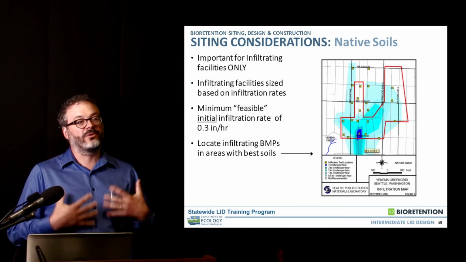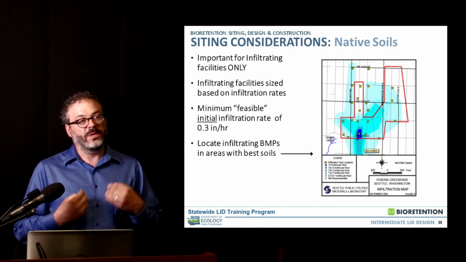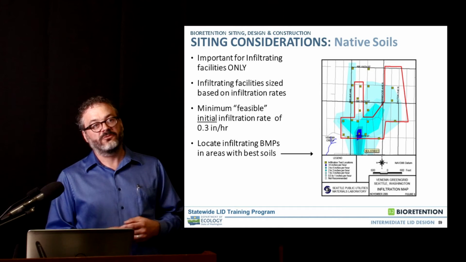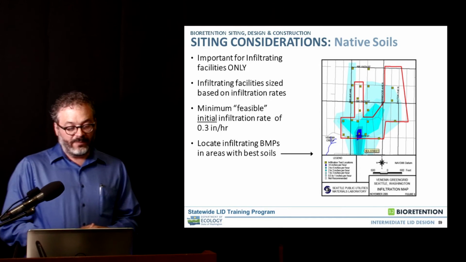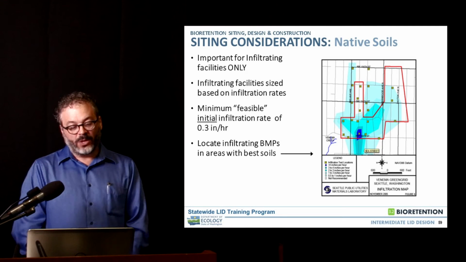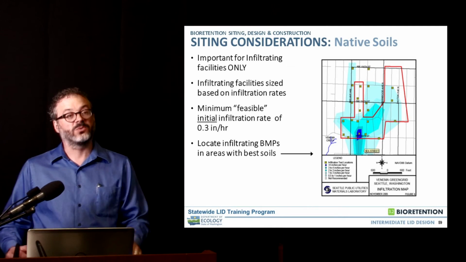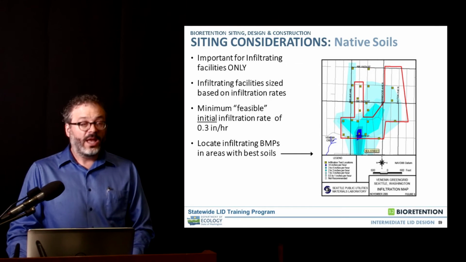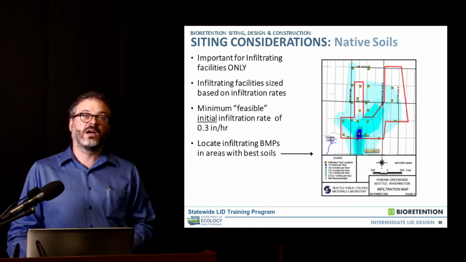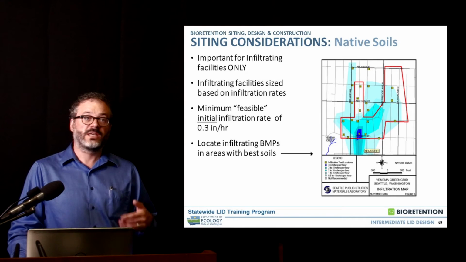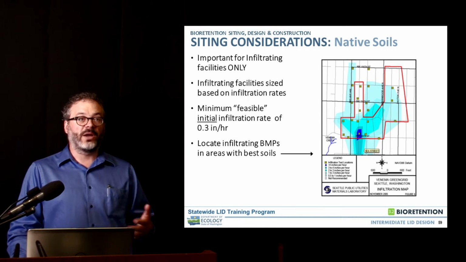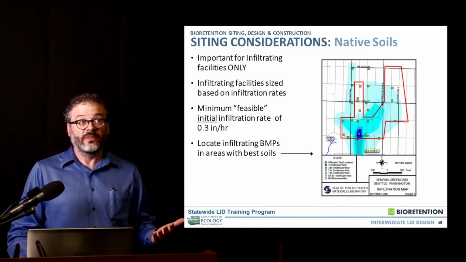So what is required from a regulatory point of view to meet the LID to the maximum extent feasible criteria means that the manual does not require you to install bioretention for flow control in the cases where you've got less than 0.3. However, it doesn't mean that you can't do it. It's perfectly technically feasible to install bioretention in infiltration rates much lower than that.